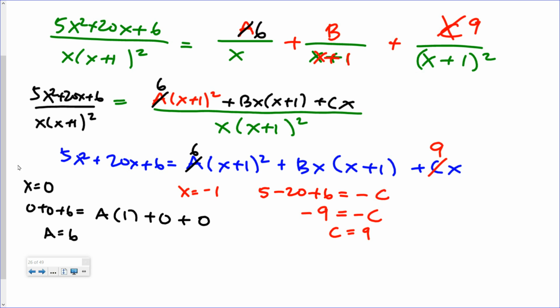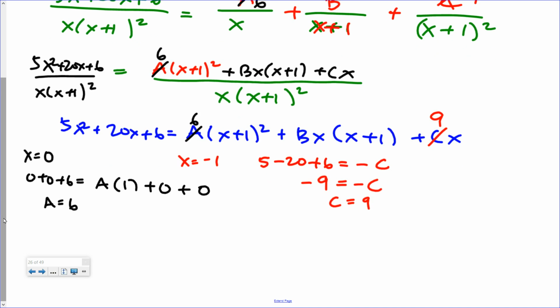All right, now I just have to find my b. What's another good number? I'm kind of out of good numbers, but remember, I can plug in any number I want, and if I could choose a number, I would just do 1. So this is where being lazy is actually helpful. If x is equal to 1, then this will be 5 plus 20 plus 6 is equal to 6 times, if I put a 1 in here, that'll be 4, because 2 squared, plus b times 1 times 2 plus 9.